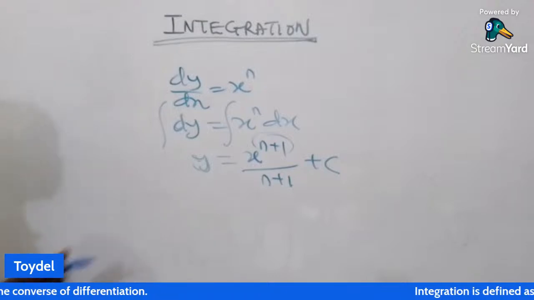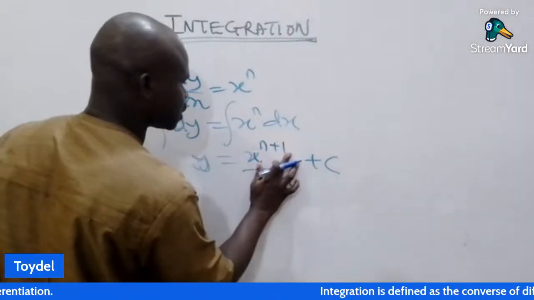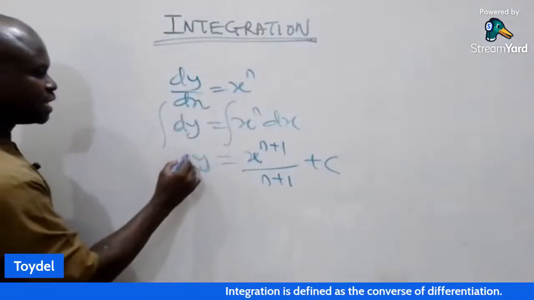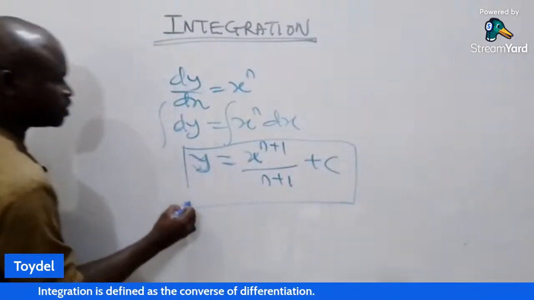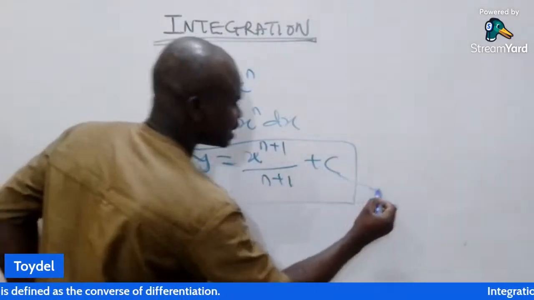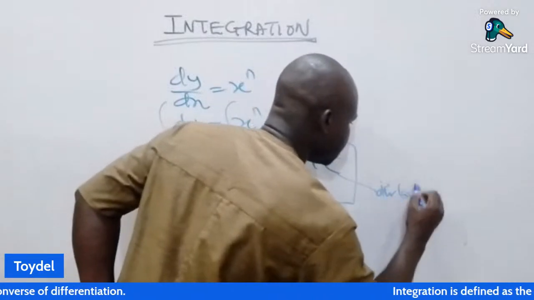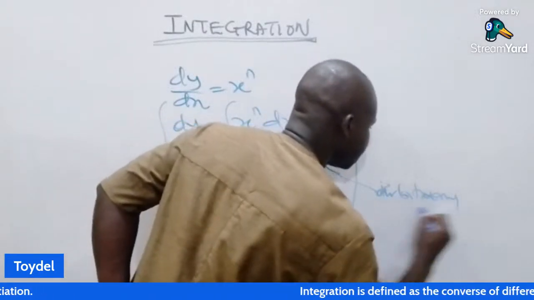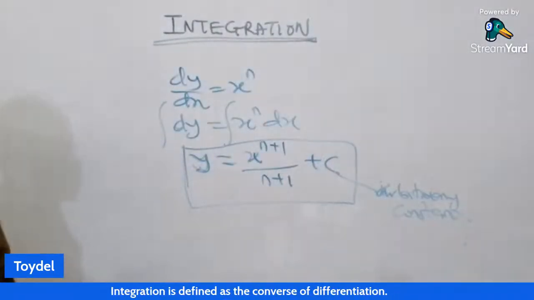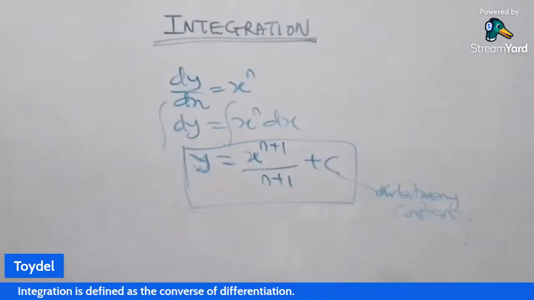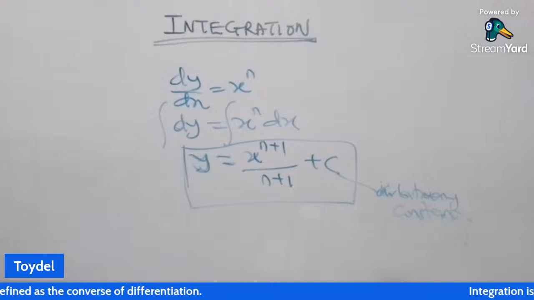It is compulsory to put the arbitrary constant. So if dy/dx is equal to x^n, then y will be equal to this. Whenever you integrate, you must put this, where c is called the arbitrary constant. It is compulsory, because why do we need to add c? If we have subsidiary conditions, we'll be able to know the actual value of that function y.